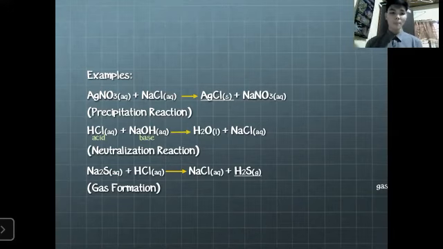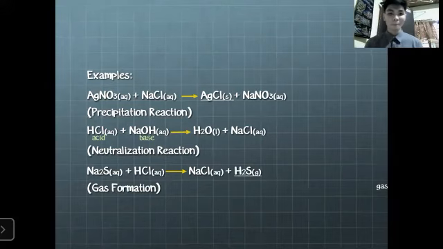And the last one, sodium sulfide plus hydrogen chloride yields sodium chloride plus hydrogen sulfide. In this equation, hydrogen sulfide is a gas. So we produced a gas, so we have a gas formation reaction. That is right. You are learning.